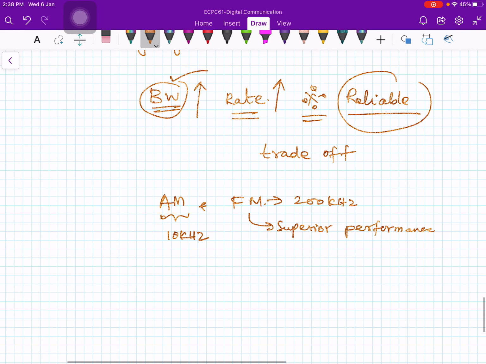So with this, let me stop at this point. In the next lecture, we will discuss delta modulation. Okay, that is, analog to digital conversion techniques in the context of communication systems.